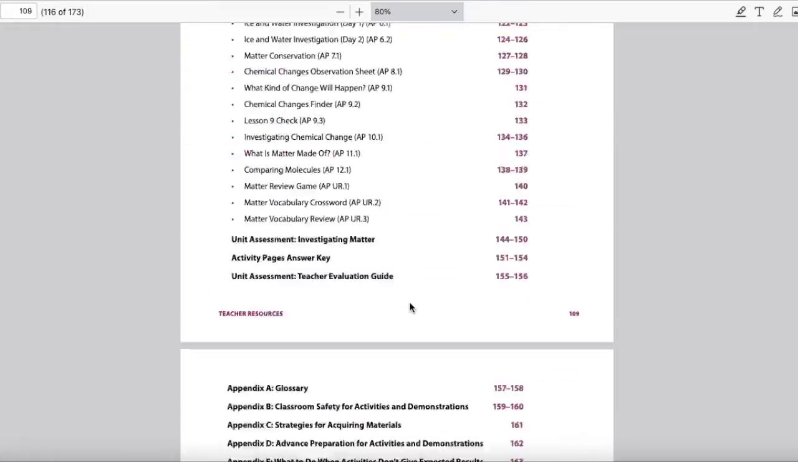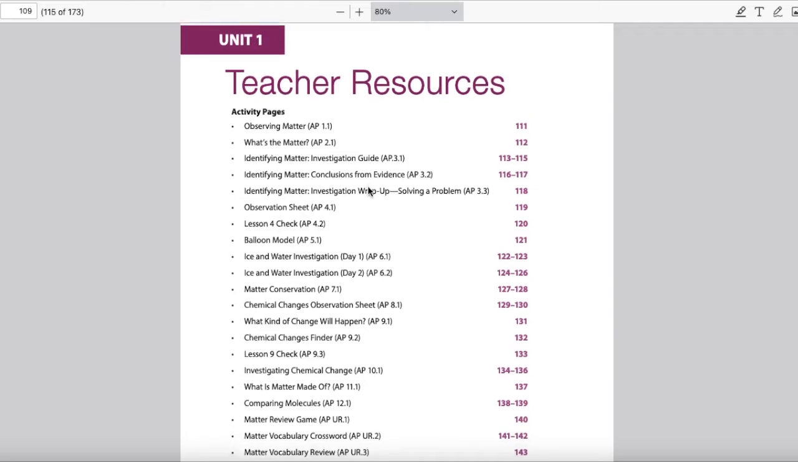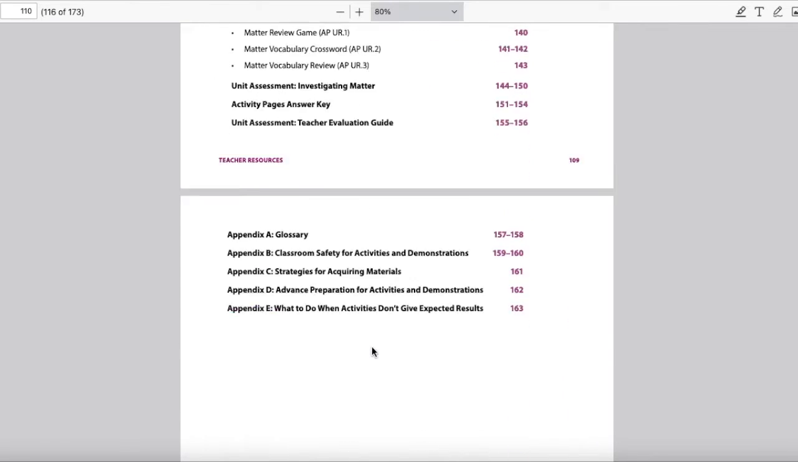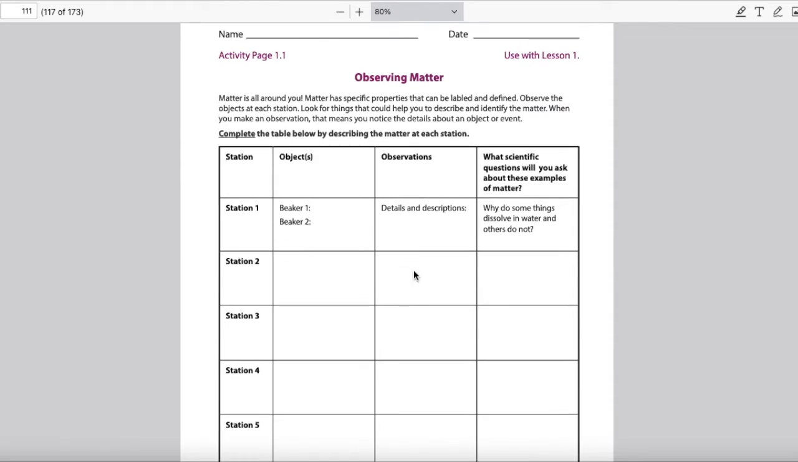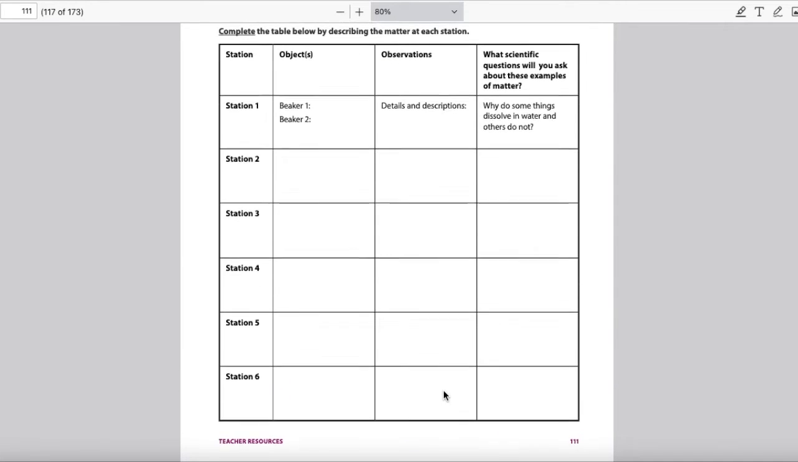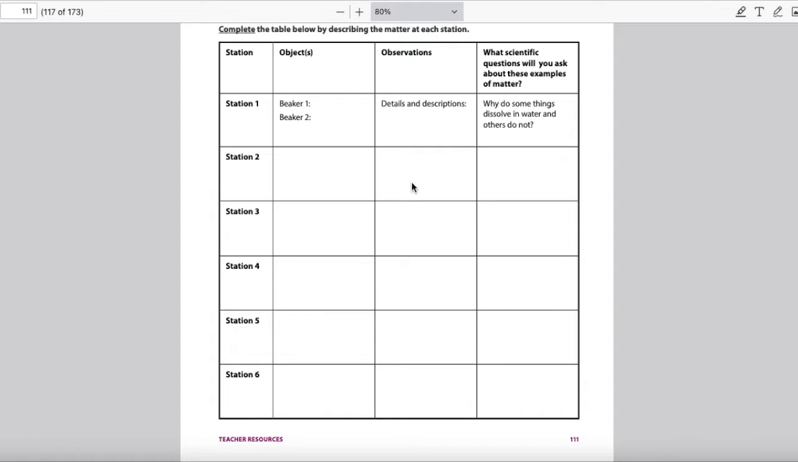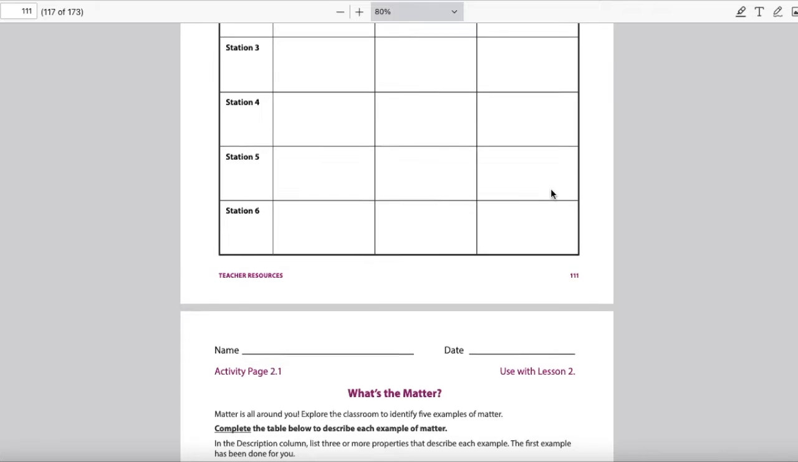I'm going to take you to the teacher resources. So it'll give you everything you need here. Again, it'll tell you when to use it. Activity 1.1, use with lesson 1. And again, they're doing that science. They're writing the observations down. What scientific questions will you ask about these states of matter?